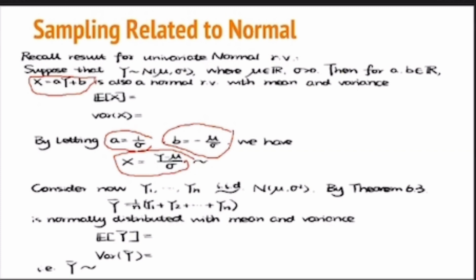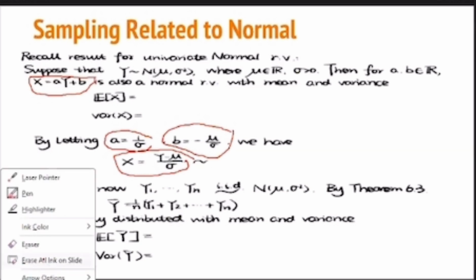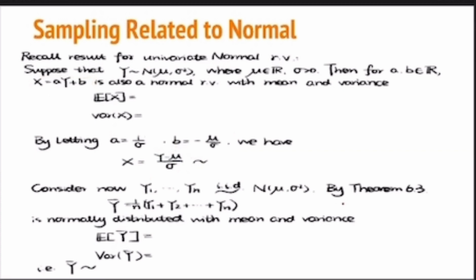Okay, we want to go from there now. We know that that's a standard normal distribution. The standard random variable is based on a random variable Y. Now we want to move to something else. So moving on, we want to consider theorem 6.3, check the textbook for theorem 6.3.